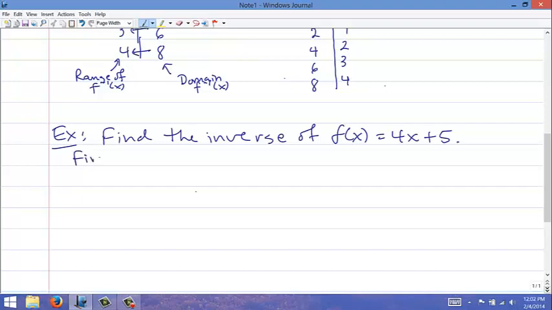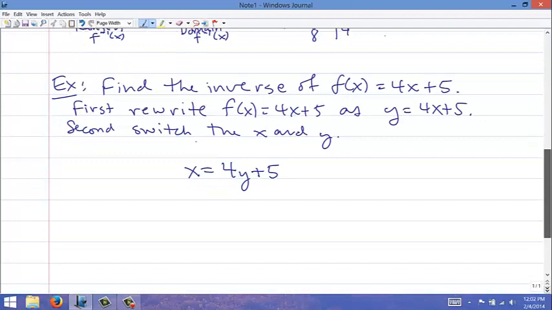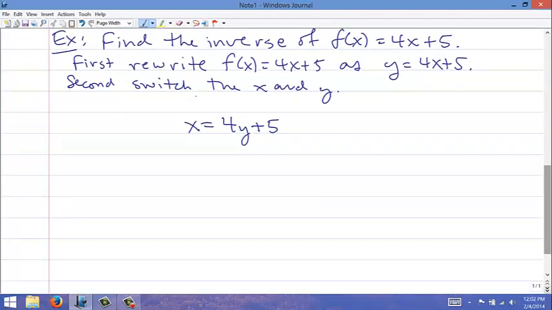So first, rewrite f of x equals 4x plus 5 as y equals 4x plus 5, so it looks more like an ordered pair. Now second, switch the x's and the y's. So what we should have is x equals 4y plus 5. So again, just flip-flop the x's and the y's.